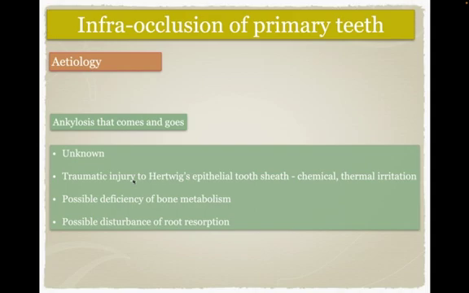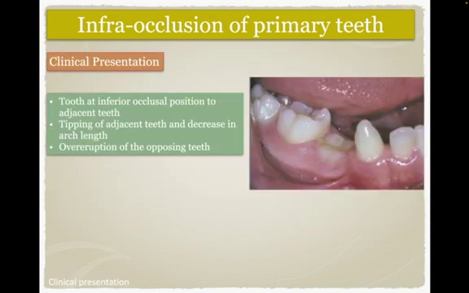Some possible causes are traumatic injuries to the Hertwig's epithelial root sheath due to chemical or thermal irritation, maybe a deficiency in the bone metabolism, or disturbances in the bone root resorption. But really we don't know. What we know is that we have bone resorption, ankylosis, and then this ankylosis comes and goes. When we have ankylosis, it means that the extraction is not easy. So this is something to keep in mind when we decide the management.